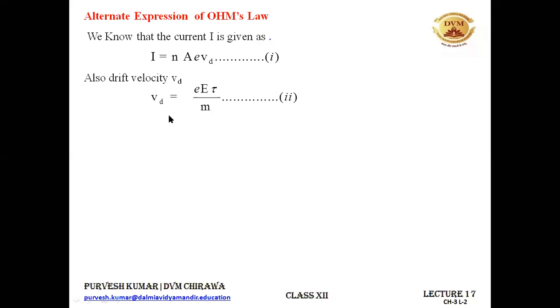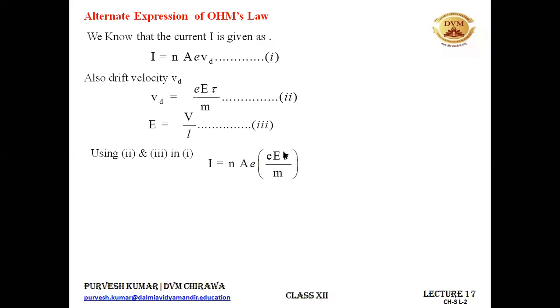Also, there is one formula for electric field E that we have obtained in chapter number 2. That E can be written as V by L. All right. One unit for electric field is volt per meter. That's why electric field can be written as the potential difference divided by the length across which that potential difference is acting. So E is equal to V by L. So using these two equations in equation number 1, I can write it like this, that I is equal to nAe. In place of vd, I have written eτ by m, using equation number 2. And in place of this E, I can write V by L.